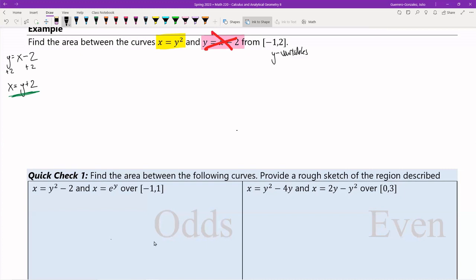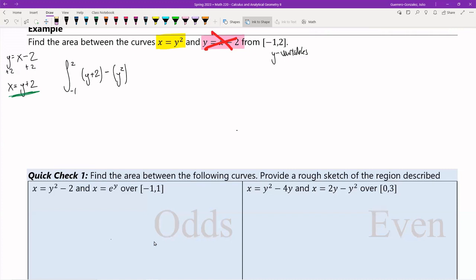At this point, none of the math changes. Okay. We know what the bottom function is. We know what the top function is. We know from where to where we need to go. So the expression that we're going to write down, the calculus that we need to solve for, is going to be the integral from -1 to 2 of the top function, which is y plus 2, okay, minus the bottom function, which is y squared, okay?